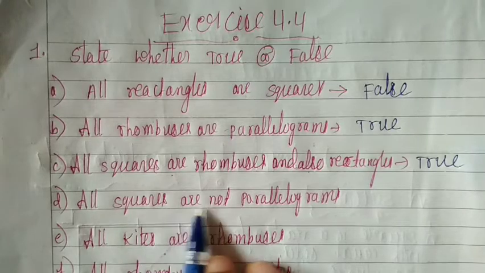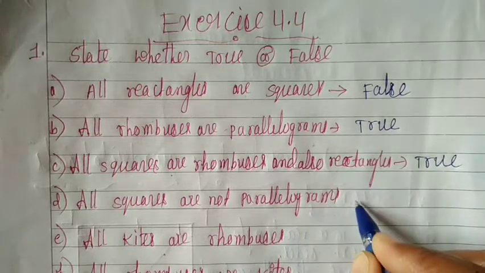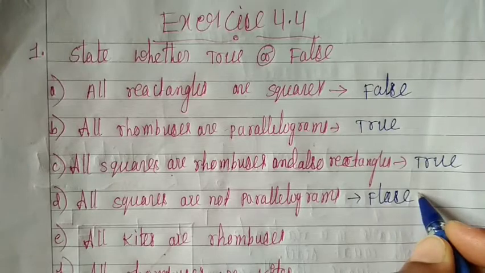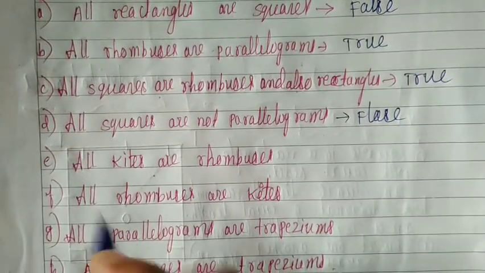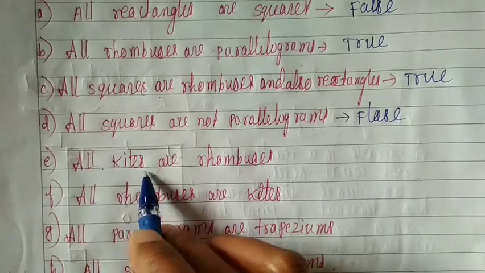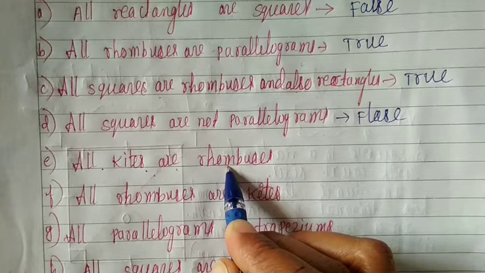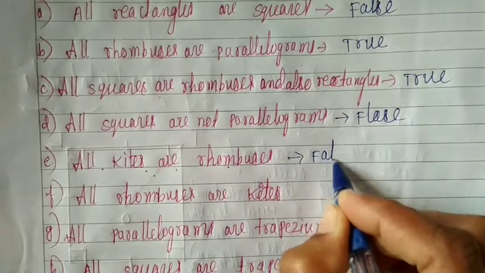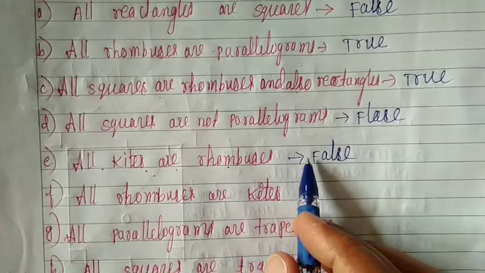D. All squares are not parallelograms. Dear children, tell me, all squares are not parallelograms? Yes, it is false. Next, E. All kites are rhombuses. It is false.